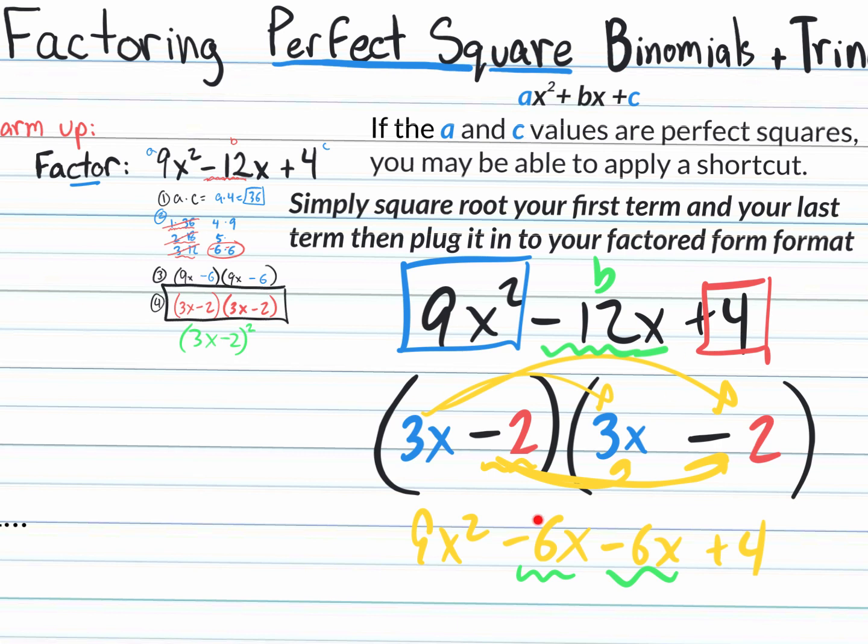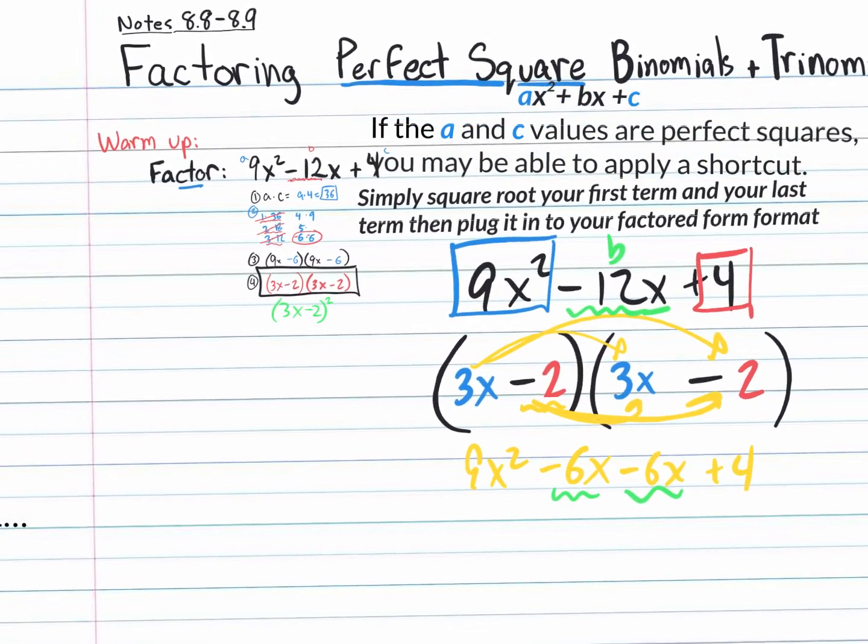And as you can see, this is a lot faster than doing that multi-step process that we did at the beginning, right? So it's just another tool. You're not going to be able to use it all the time. As a matter of fact, you're rarely going to be able to use it. The only time you're able to use it is when you have a perfect square term in the front and a perfect square term in the back. And that's what we're focusing in on today's lesson.